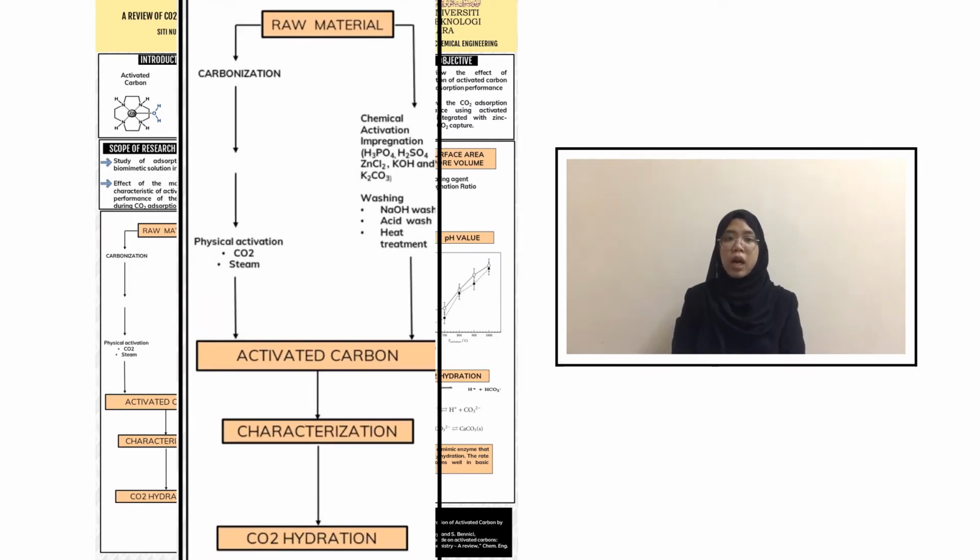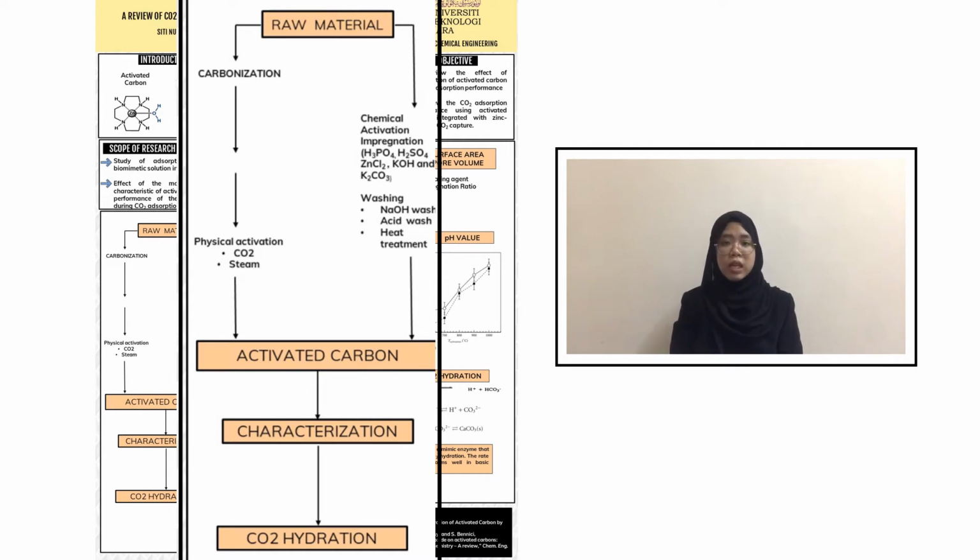For the next part, I will talk about method to modify activated carbon. The activation of carbon material can be done through physical or chemical activation. Chemical activation is a one-step process where activation can be conducted either by impregnating or physically mixing the chemical agent by dehydrating. Washing can be done either by using sodium hydroxide, water, or heat treatment.